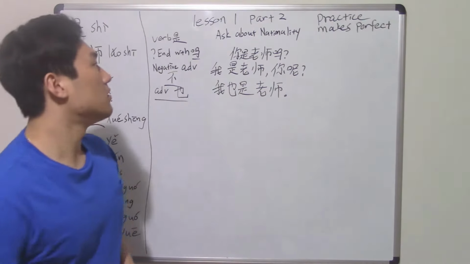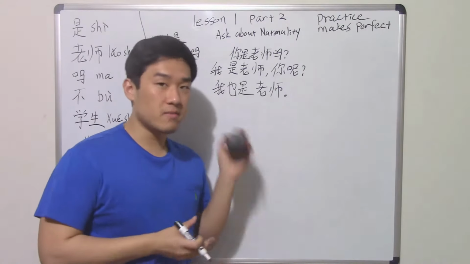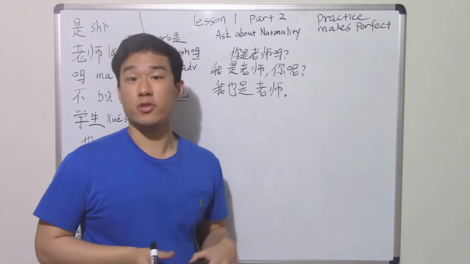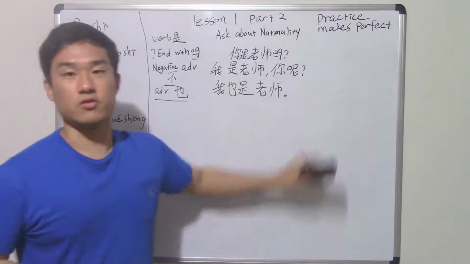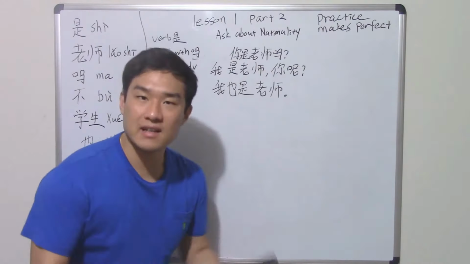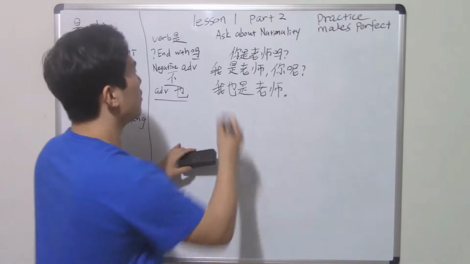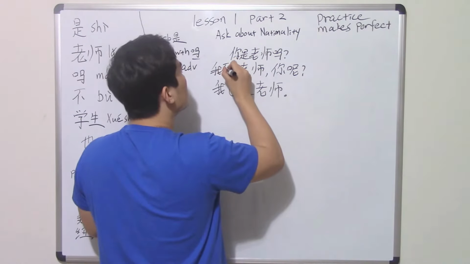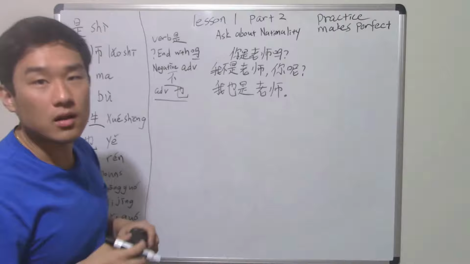So are you a teacher? I am a teacher. What about you? I'm a teacher too. I'm also a teacher. 我也是老师. Right? So what about the negative? You simply put here 我不是老师. It means I am not a teacher.